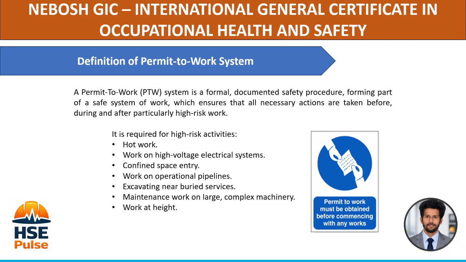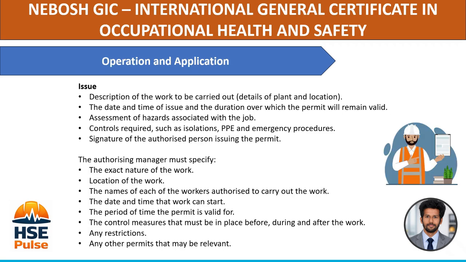Through the permit to work system, before doing the work, we ensure that all the risks are identified and all the control measures are implemented. And also after the work, we ensure that the work location is brought back to the normal condition. That is the main objective of this permit to work system.